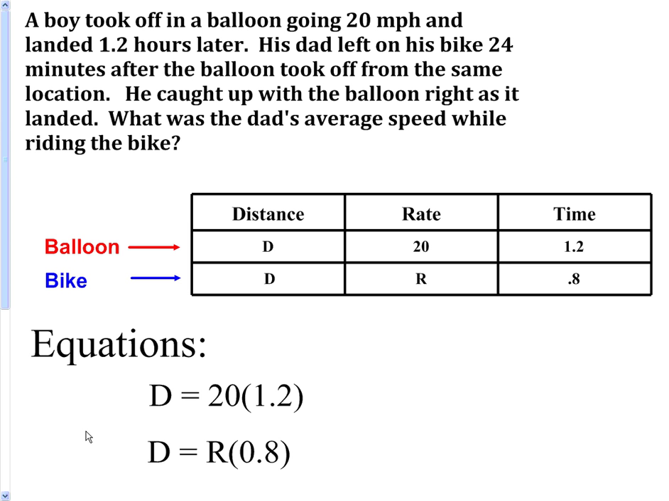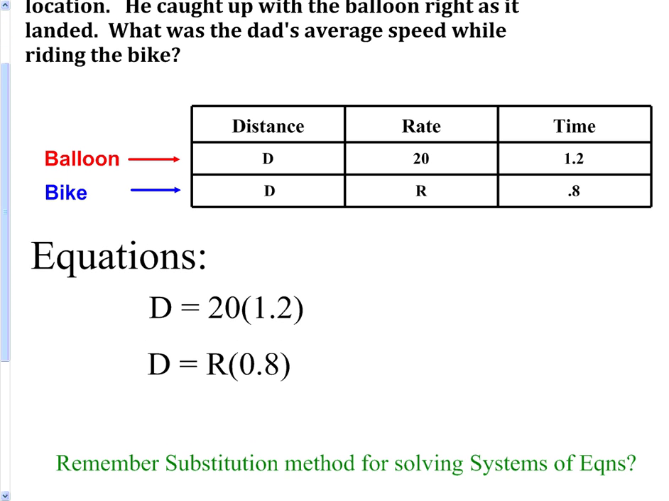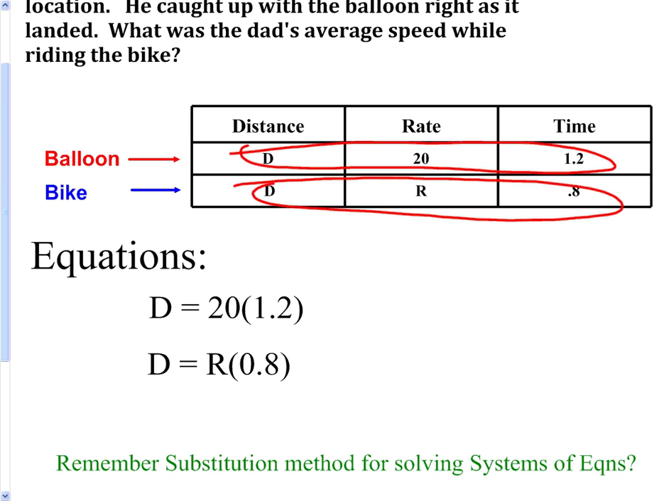Okay, here's the same chart that we just made, except it's prettied up a little bit. And now I've got my two equations. D equals 20 times 1.2, which I obviously got from this row right here. And the other one is D equals R times 0.8, which I got from right here. Now I've got a system of two equations, and I just have to solve it.